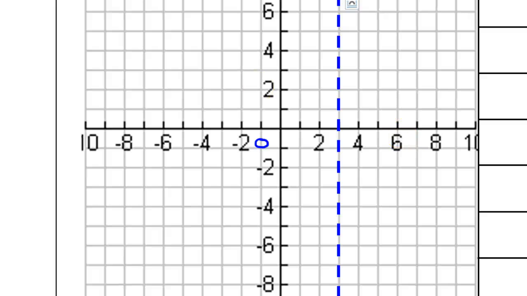Because my domain goes from left to right. So from left to right, my domain is going to go from -infinity to the hole. And then it's going to go from the hole to the asymptote. And then it's going to go from the asymptote to +infinity. That's how my domain is going to go.